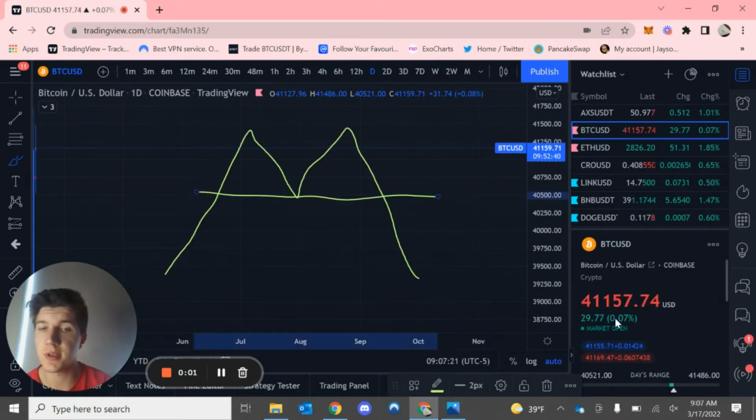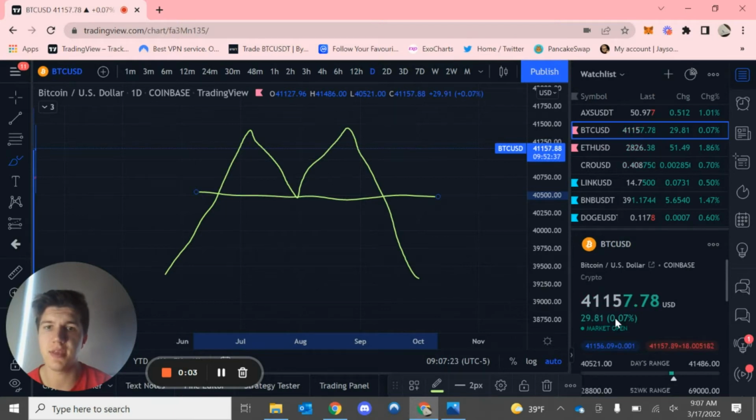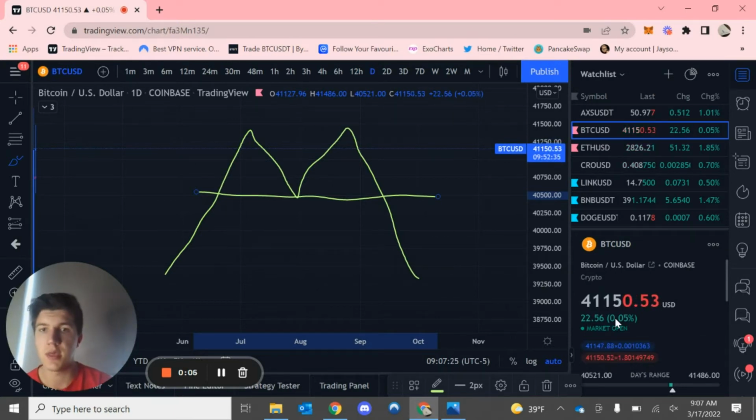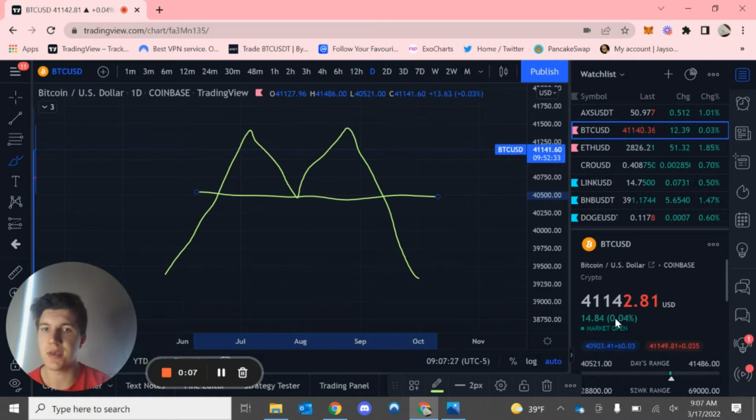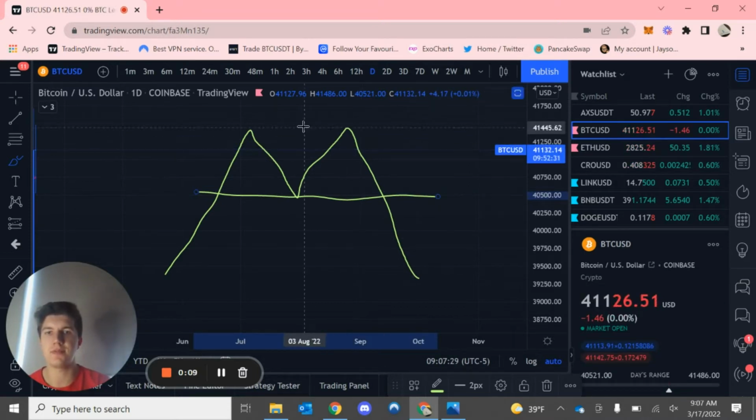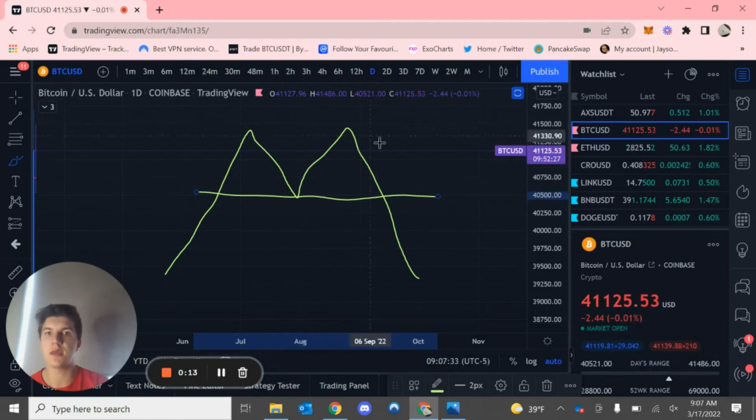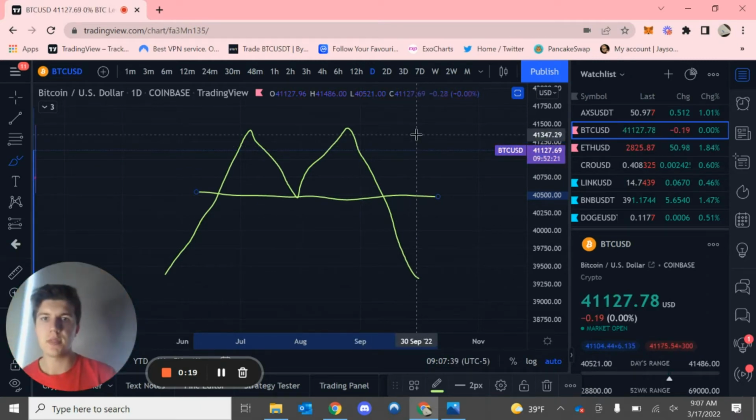The first pattern that we can look at is called a double top. It kind of looks like a McDonald's M, really, and it happens when price makes the same high twice and then rejects off of that. And this is a common reversal pattern.